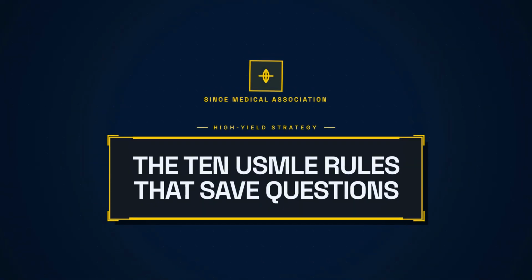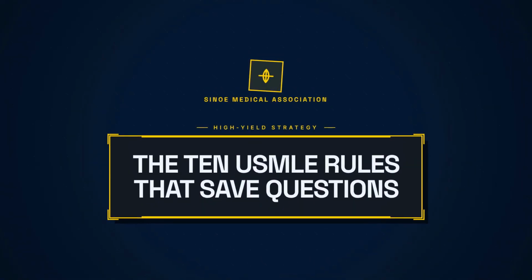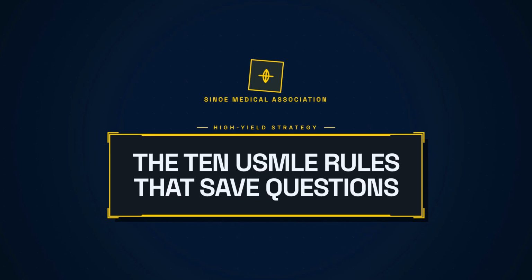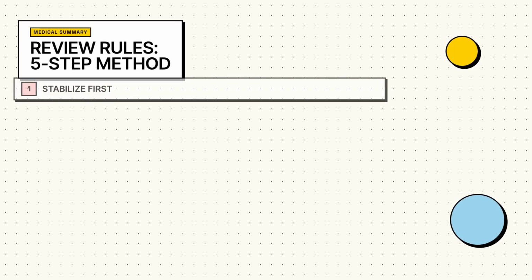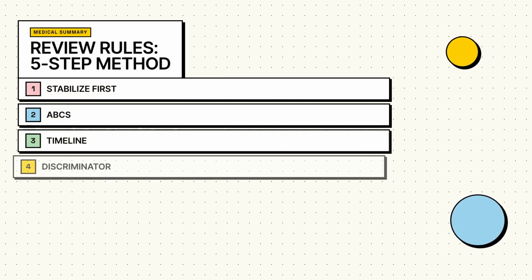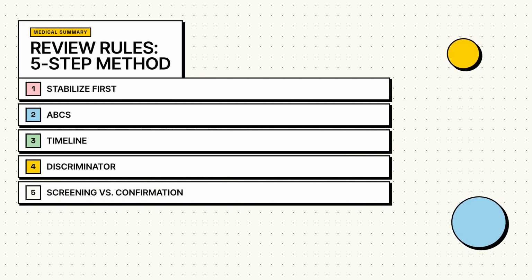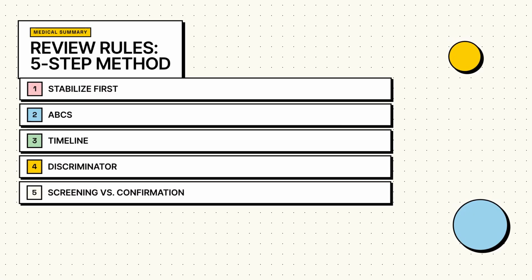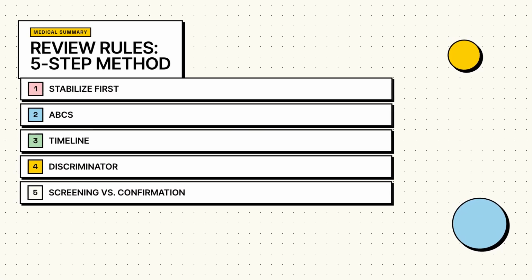Finally, let's consolidate your knowledge with the 10 USMLE rules that save questions. These principles will help you navigate even the most complex vignettes. 1. Stabilize the patient before pursuing a detailed diagnosis. 2. Airway, breathing, and circulation come first. 3. Identify the disease timeline. 4. Use the strongest discriminating clue. 5. Separate screening from confirmation.